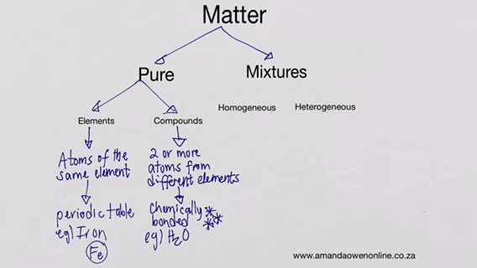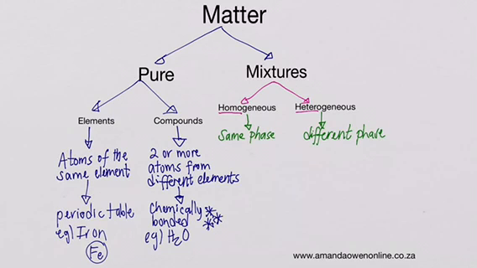Now let's look at mixtures. There are two main types of mixtures that we get. We get, on the left-hand side, homogeneous mixtures, and then we get heterogeneous mixtures. If you ever get confused between these two words, always look at the prefix. The word on the left, homo, meaning the same. The word on the right, hetero, meaning different.